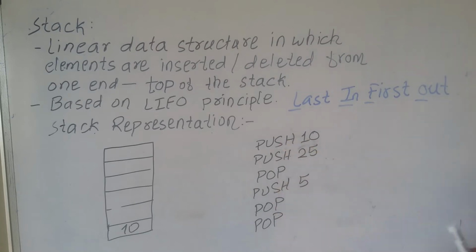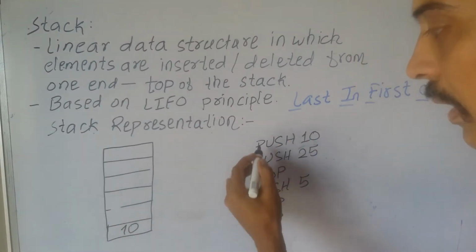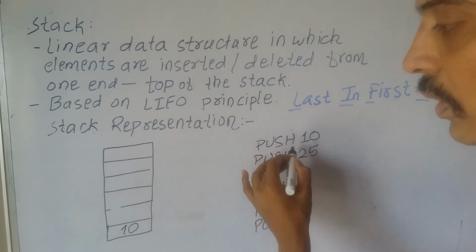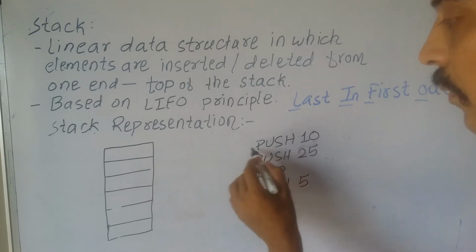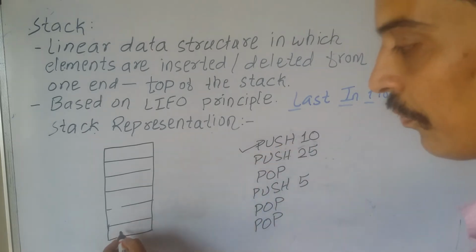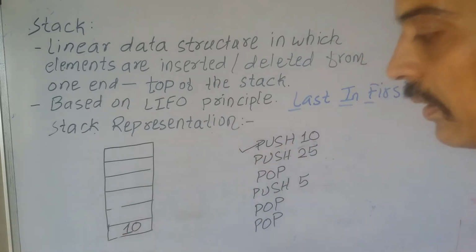The first operation I am performing is push 10. In memory, whenever I perform a push operation onto the stack, previously nothing is present on the stack, but when I perform the first push operation, the element 10 is inserted over here as the first element.